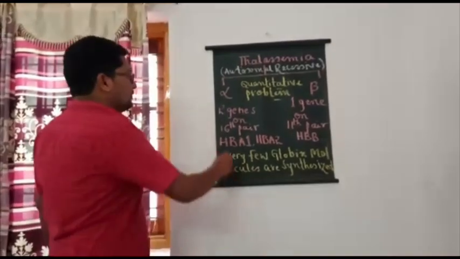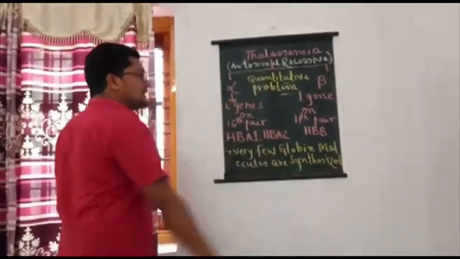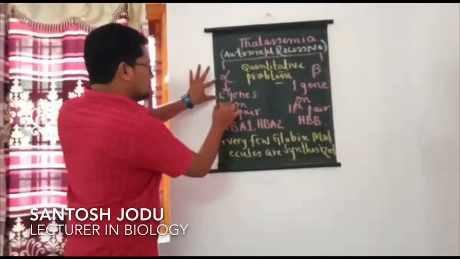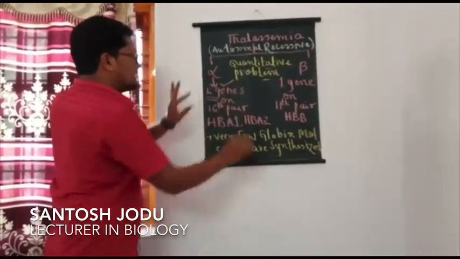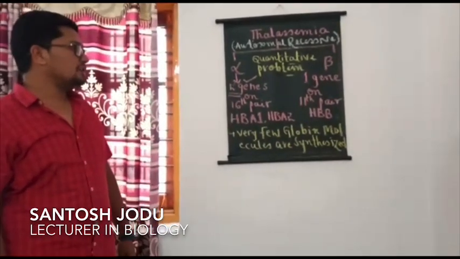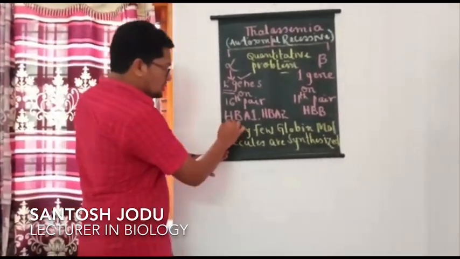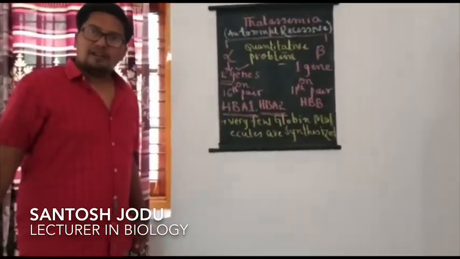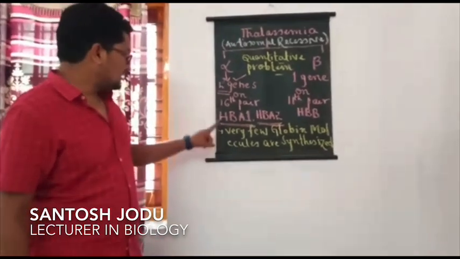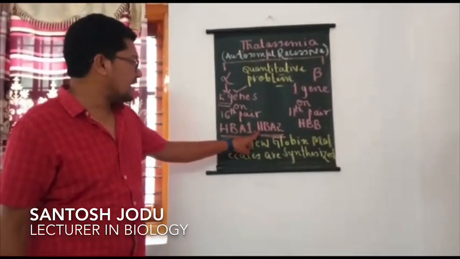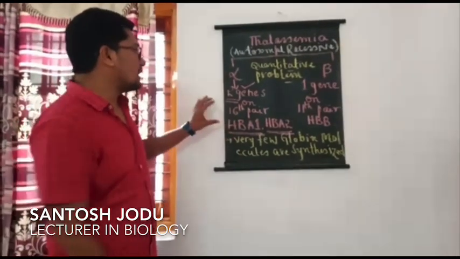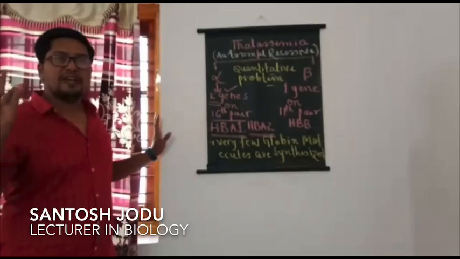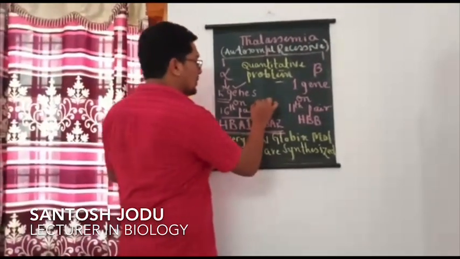And when we discuss alpha thalassemia, it is controlled by 2 genes. Alpha thalassemia is always controlled by 2 genes, and these 2 genes are named HBA1 and HBA2. Both HBA1 and HBA2 are present on which pair of chromosomes in humans? The 16th pair of chromosomes. So, a very important point.